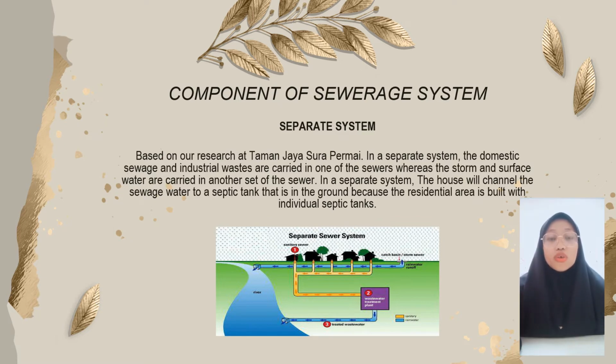The component of the sewerage system is the separate system. Based on our research at Taman Jaya Surya Permai, it is a separate system. The domestic sewage and industrial waste are carried in one set of sewers, whereas the storm and surface water are carried in another set of sewers. In a separate system, the house will channel the sewage water to the septic tank that is in the ground, because the resident area is built with individual septic tanks.